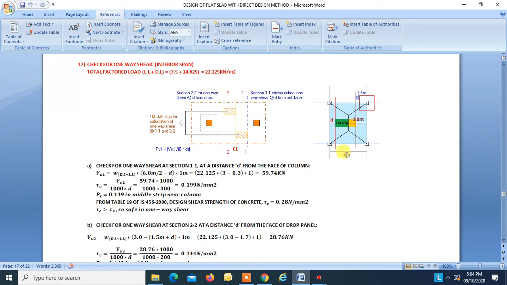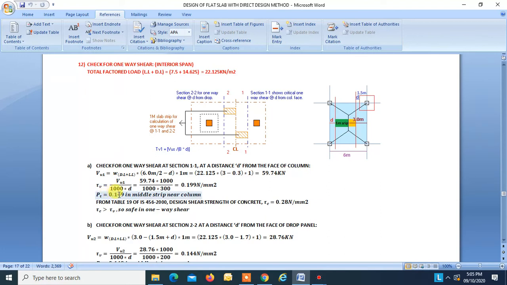We know this is 6 meter, so this is 3 meters. We will take our section at a distance d. We are taking a 1 meter strip over here. So length into width into W will give the total shear force that has to be resisted by this section. So Vu1 is equal to total load into 3 meters minus d into 1, that is 59.74. So tau V is found to be 0.199.